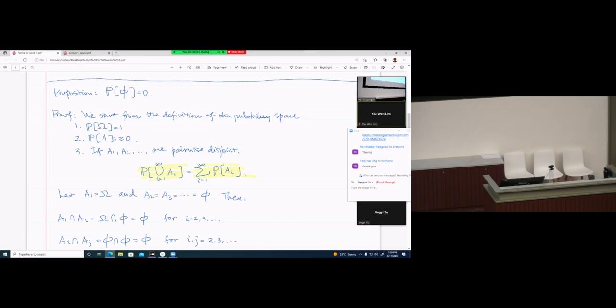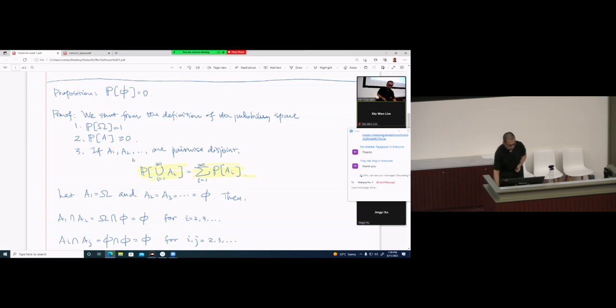The second condition is that the probability of any event must be bigger or equal to 0. The third one is that if you have a series of infinitely many events that are pairwise disjoint, then the probability of the union is equal to the sum of their respective probabilities, right? Then we must derive this result out of these three conditions. So let's see how to do that.